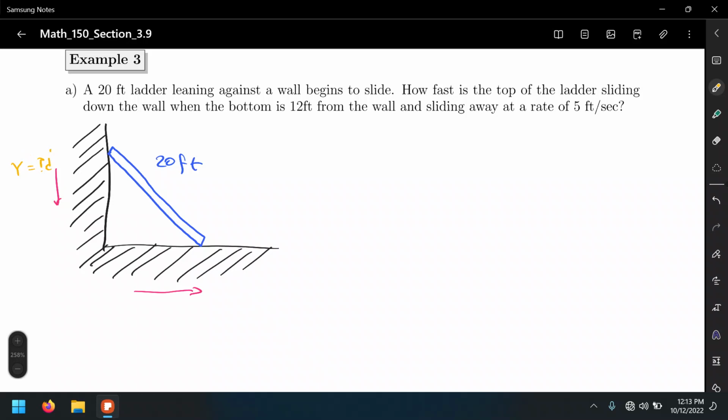We don't know what that is. Also, this part of the ladder is sliding down at a rate that we are going to call dy dt. So that height at which the ladder is leaning, it's going to go down at a certain rate. That's actually the question: how fast is the top of the ladder sliding down? So that's going to be our unknown.